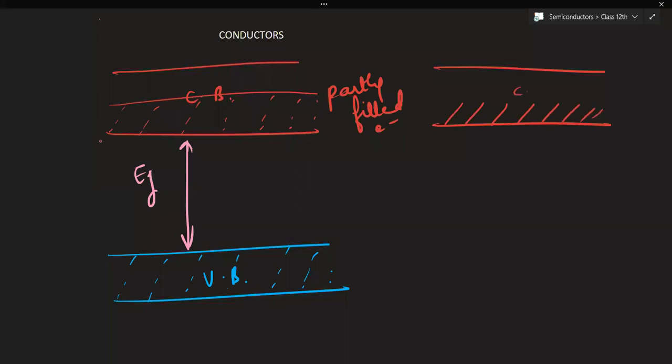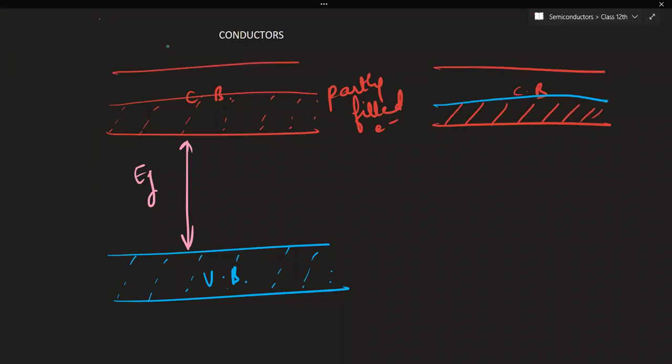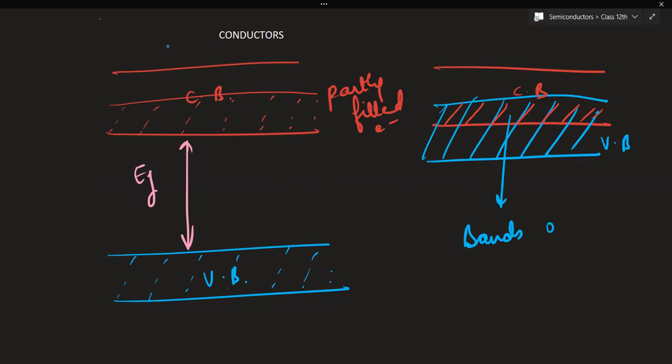Either this is possible or one more thing is possible. This is the conduction band, right? With partly filled electrons. And you have the valence band, which is overlapping. So the valence band and conduction band overlap at this particular point. If you see such a case, this means your material is a conductor. So the conduction band is partly filled.